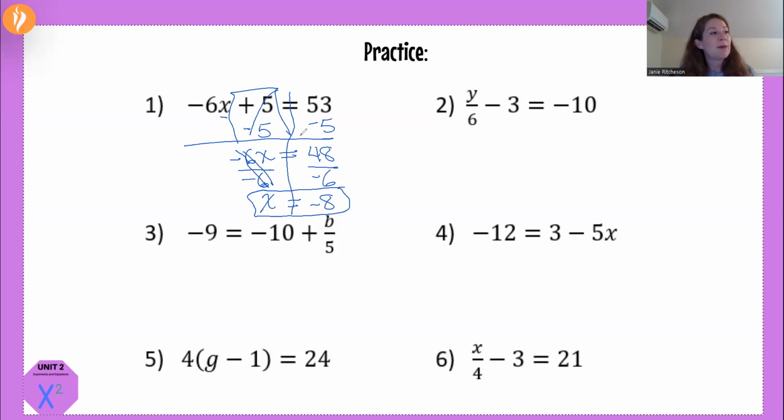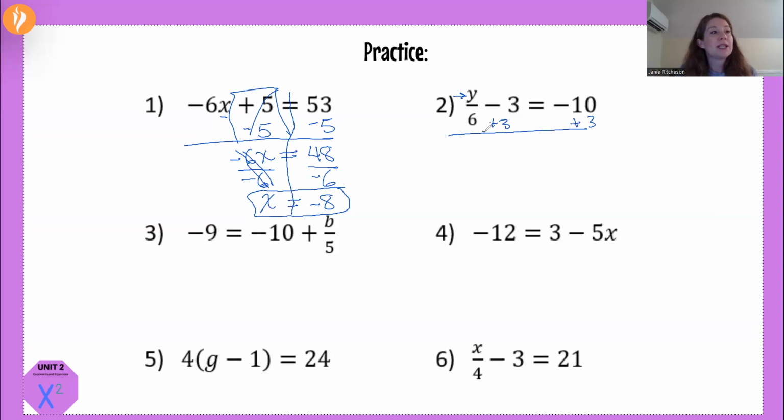I hope you plugged that back into the original equation, checked your answer to figure out that we are actually correct. Number two, here's my y. So I want to get rid of the divided by 6 and the -3. So the first thing I'm going to do is get rid of -3. The opposite of -3 is +3.